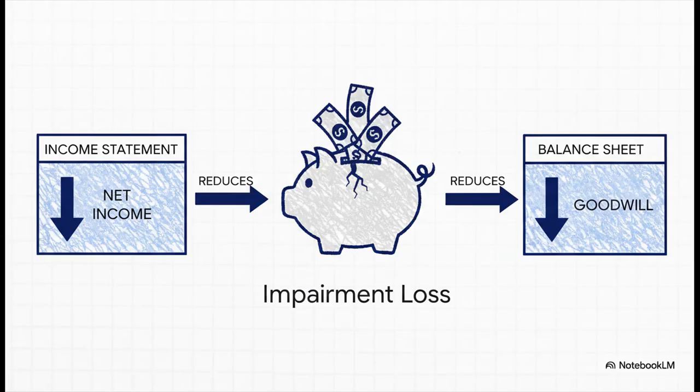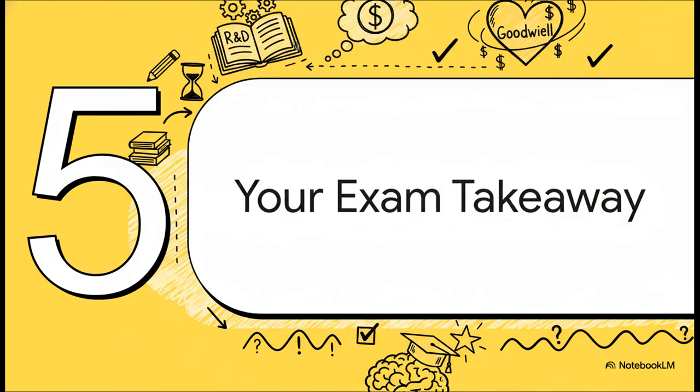The accounting here is super straightforward. The difference, $50,000, is an impairment loss. That loss flows straight to the income statement, dragging down net income for the period. At the same time, the goodwill asset on the balance sheet gets written down to its new lower value. And just a heads up, the numbers on the exam might not be this nice and round, but the logic is always the same. All right, let's bring it all home.